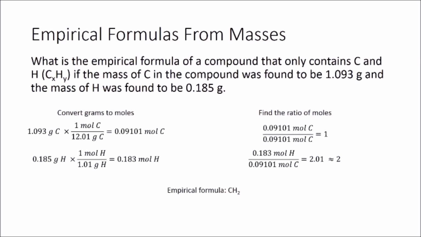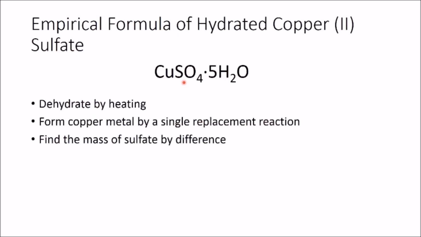So in this example, the best we could do was determine the empirical formula of the compound. We simply don't have enough experimental information to determine the molecular formula. In this experiment, you're actually going to determine the empirical formula of copper 2 sulfate pentahydrate. You're going to begin by dehydrating the salt, which means removing the water.